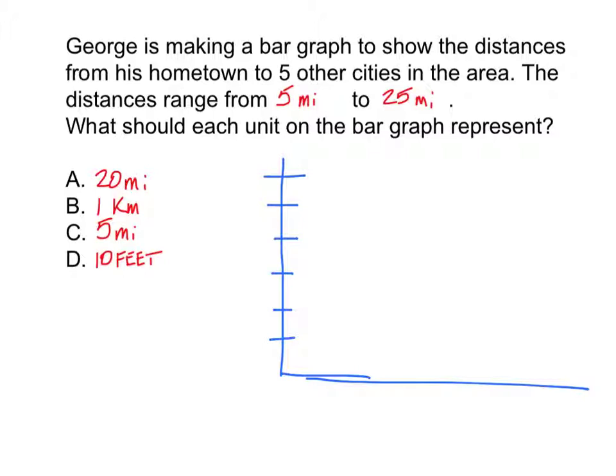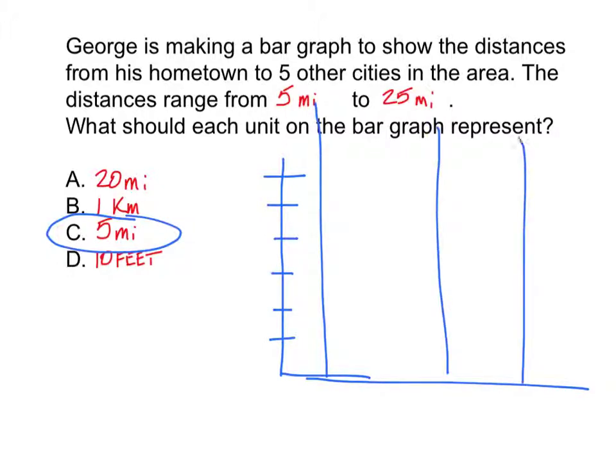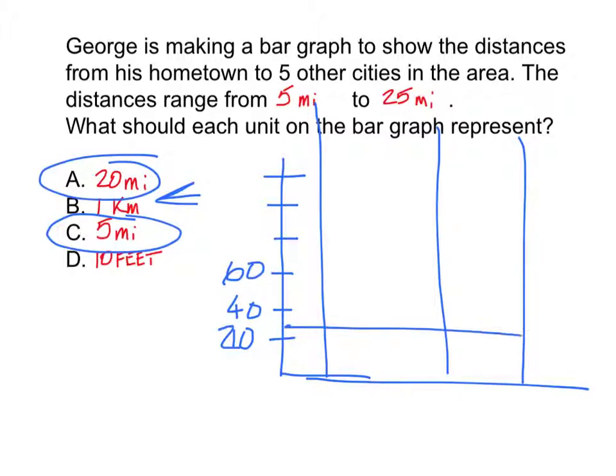Yes? C, 5 miles. C, 5 miles is right. That would make the most sense, because otherwise you're cramming everything so far tall, you'd have to go to the hundreds of feet of paper to make that graph if it were 10 feet. Kilometers is the wrong unit, and 20 miles, if you go 20, 40, 60, everything is going to be underneath 40 because the highest one is 25. So it doesn't make any sense. Therefore, the right answer should be C.